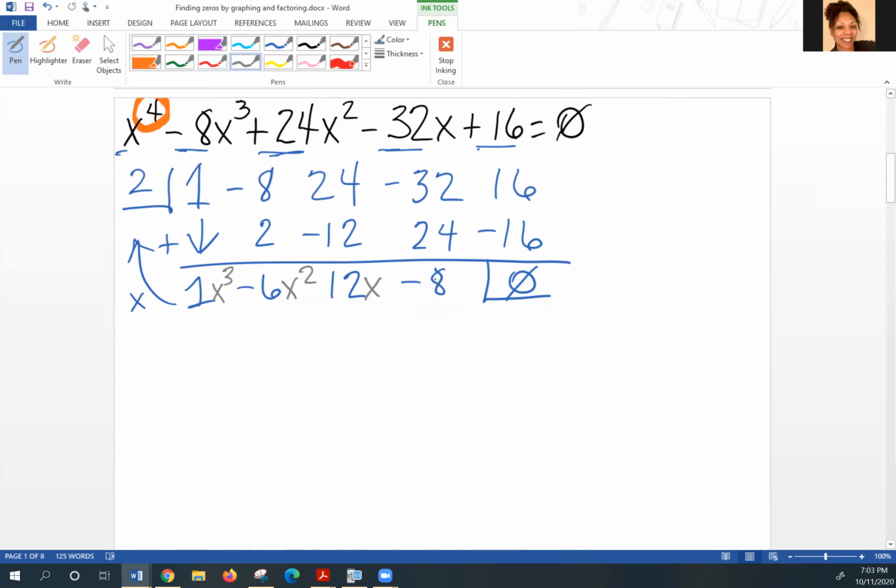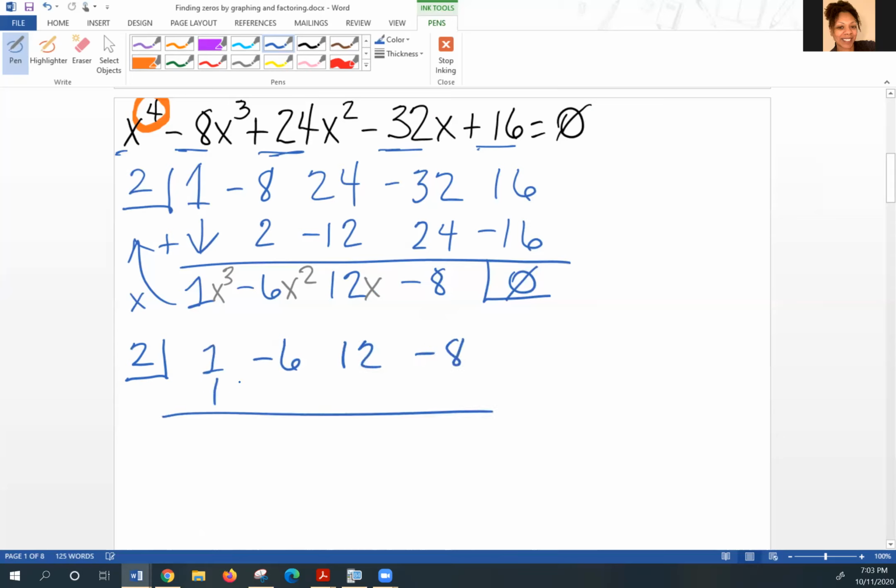I want to do the actual synthetic division again. I don't know if I can use that 2 again. I'm going to try it. Otherwise, you would just take this information and put it in the calculator under y equals in the graphing calculator. But let's try 2 again. And this time we're using these new coefficients. We're using 1, -6, 12, and -8.